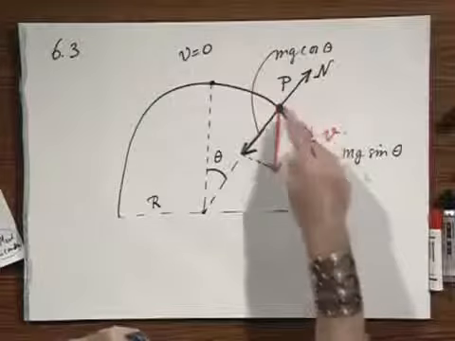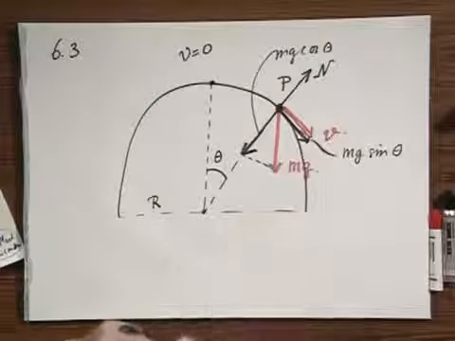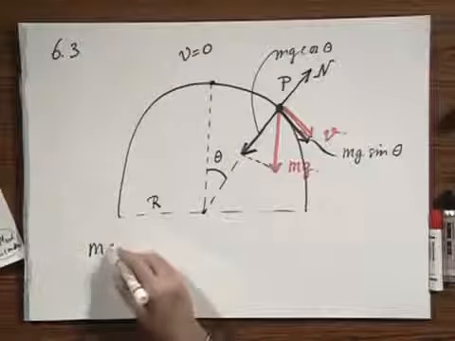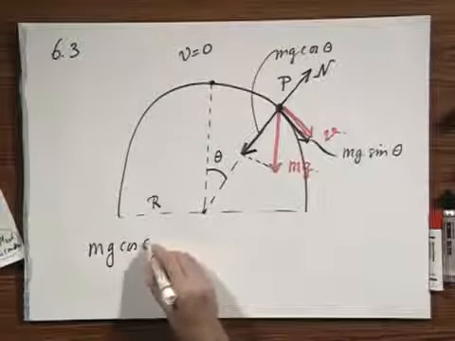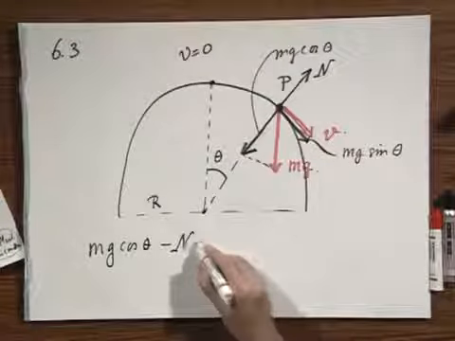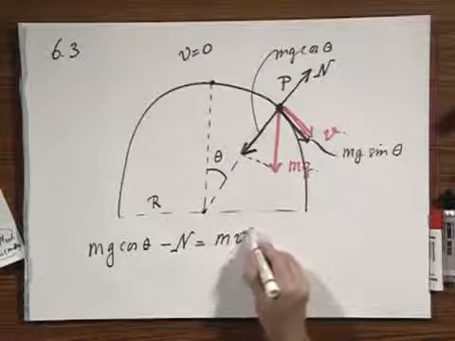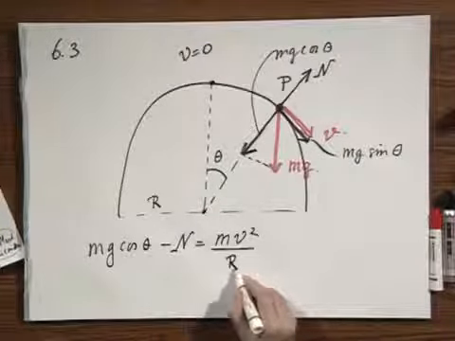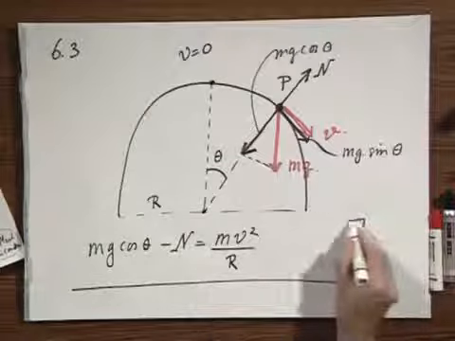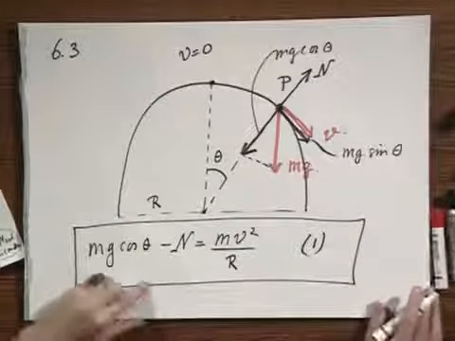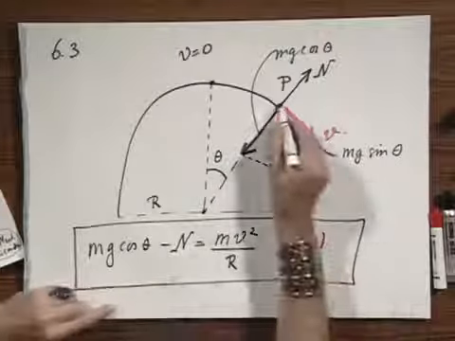Now, in the radial direction, this girl must have the centripetal acceleration, which is a requirement. Otherwise, she couldn't go around this circle with radius r with that speed v. And therefore, mg cosine theta minus n, because that's in the other direction, must be m v squared at that location P divided by r. That's a key equation. That's equation number 1.